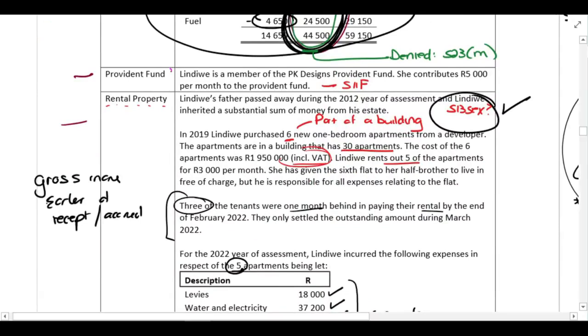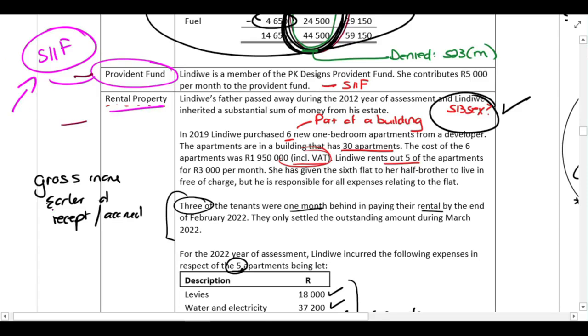Right. Then we have our Provident Fund. Now the Provident Fund, section 11F, we have to do right before section 18A, which is our donation section, which is last. If there's no section 18A, section 11F is last. So we have to do that a little bit later. So let's move on to the rental property.